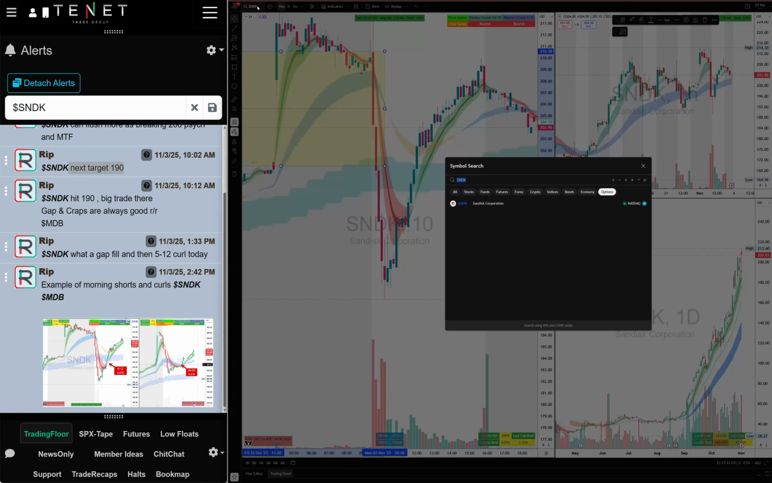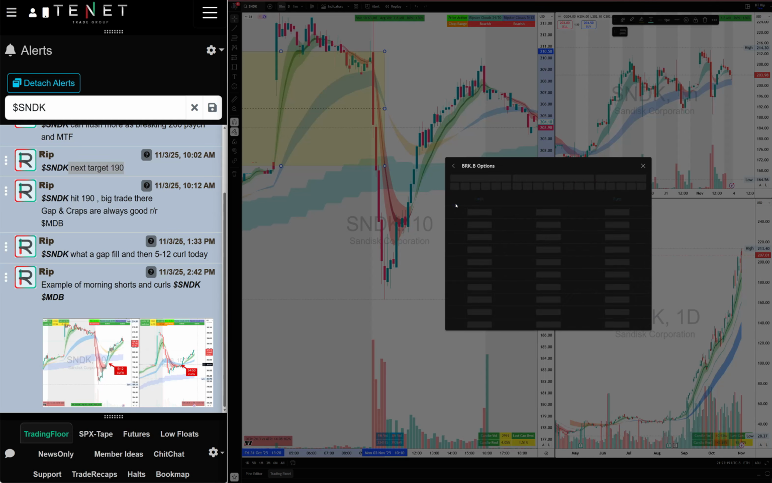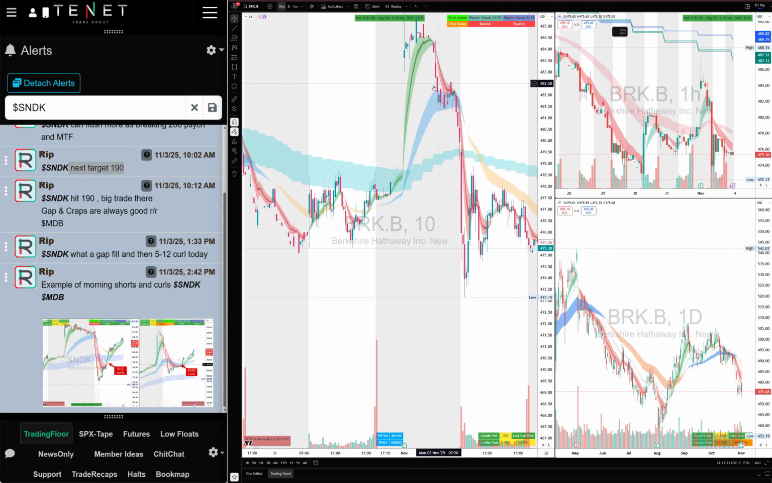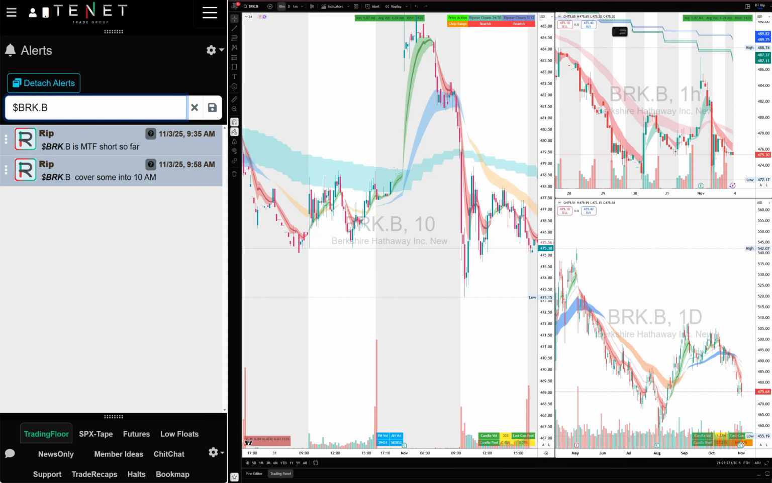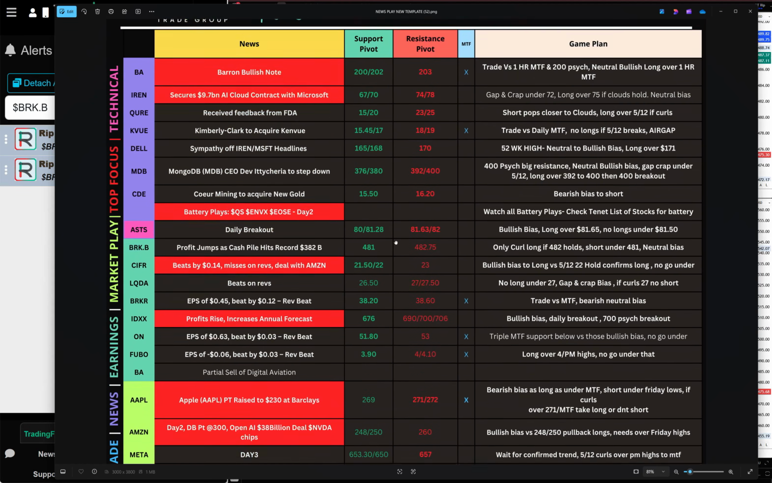All right, let's look at the next one. BRK. This was the Warren Buffett company, Berkshire Hathaway, which had earnings today. So let's take a look here. It was also a gap and crap. There were so many gap and craps today. So I told the traders to short it under the MTF. So let's look at what the plan was on this, right now, the hindsight from me, always.